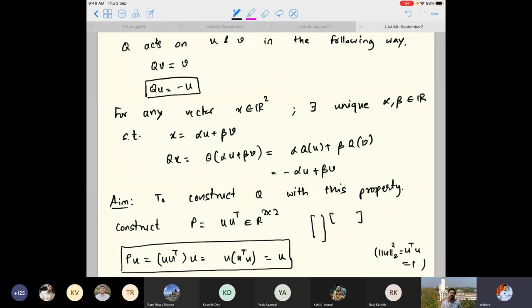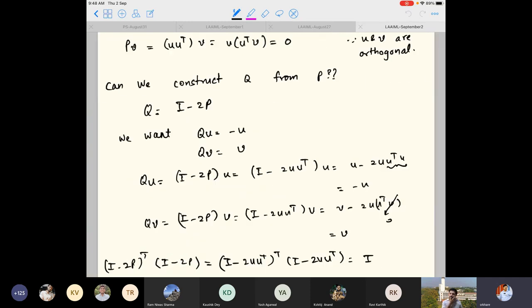When you multiply any matrix V on the right, because U and V are orthogonal, you will get 0, and it will still represent a projection onto this particular plane, and you still can construct the matrix Q, which will be this. Do you agree? Do you understand geometrically what I just did here?